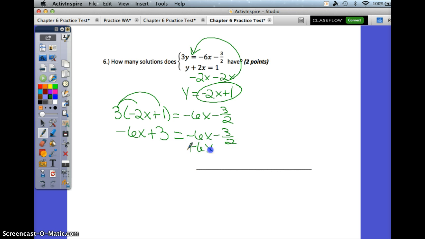Add 6x to both sides. They both cancel and become 0. So you get 3 equals negative 3 halves, which is not true, so you get no solutions.